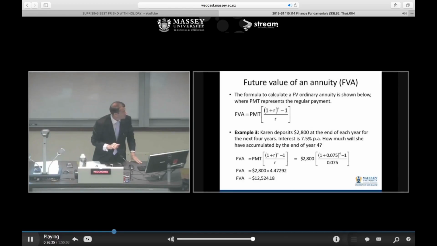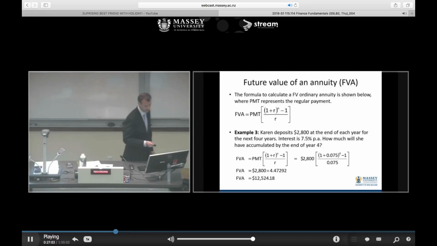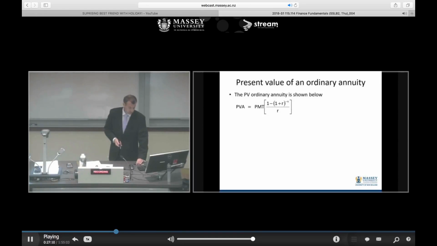So 1 plus 0.075 to the power of 4 less 1. And then in the next step I would divide that by the interest rate again to get you the 4.47. And that allows you to go back later and check to see that you're on the right track. Any questions on that? Okay, so she will have just over 12,500 in 4 years.